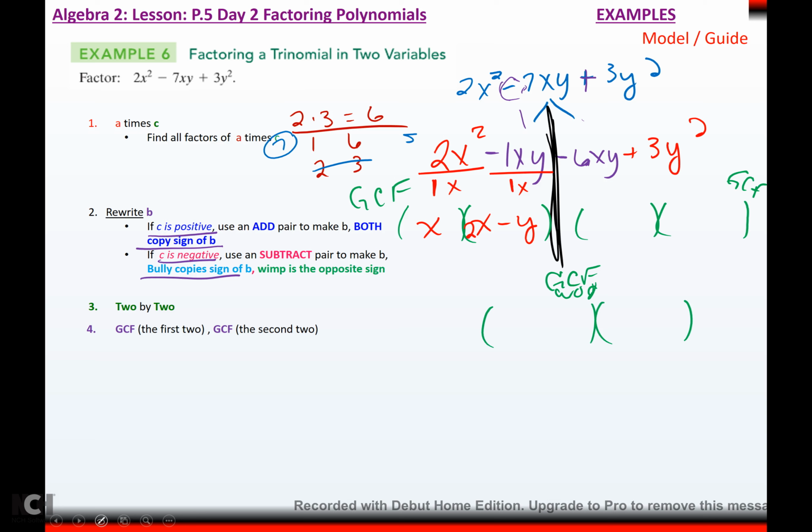On the other side, the biggest number they have in common is a 3, and they have a y in common, and I always take the first guy's sign, so my GCF is negative 3y. Divide, I get a positive 2x, because the y's cancel, and 3y squared divided by 3y is just minus y. All right, then look for your matching binomial for GCF again.